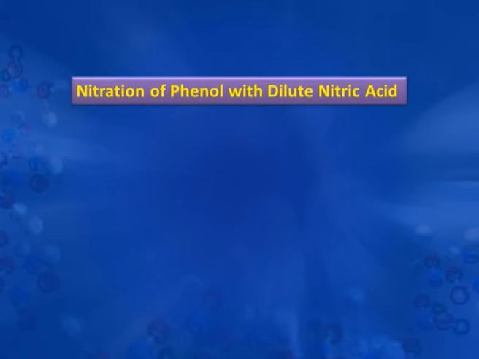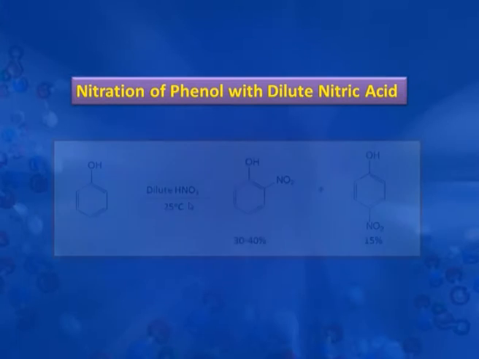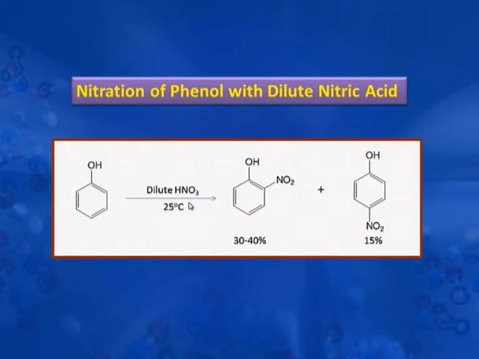First of all, we will discuss nitration of phenol. As you already know, nitration requires nitric acid. It has been found that when phenol is treated with dilute nitric acid at around 25 degrees centigrade, there is formation of orthonitrophenol and paranitrophenol. Now, how are we going to separate the two?